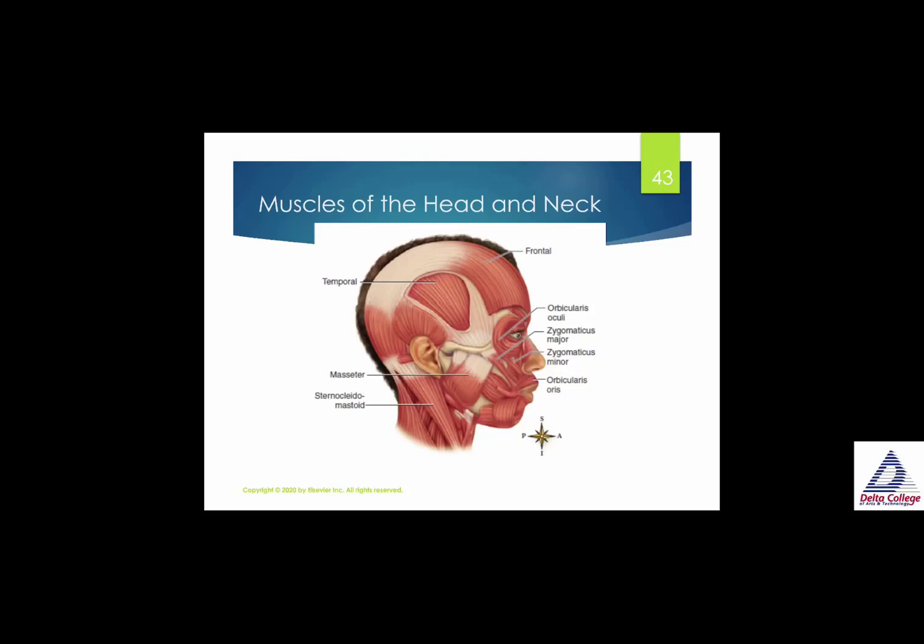Now, the muscles of the head and the neck, we talked about a little bit. You've got your frontal muscle, your temporal muscle, your masseter muscle, and your sternocleidomastoid. I've already talked about your orbicularis oculi, zygomaticus major, zygomaticus minor, and orbicularis oris. So these are all muscles of the head and neck.